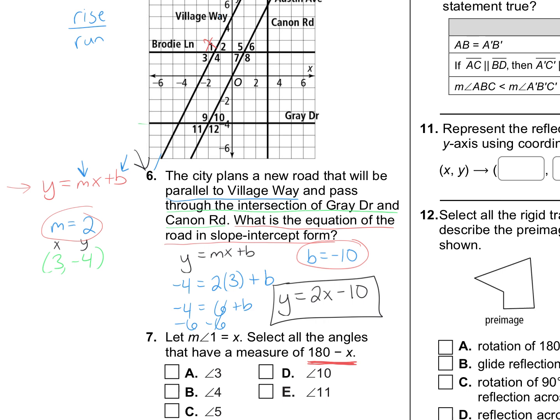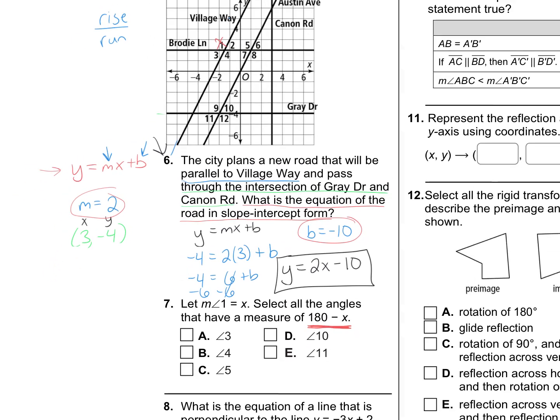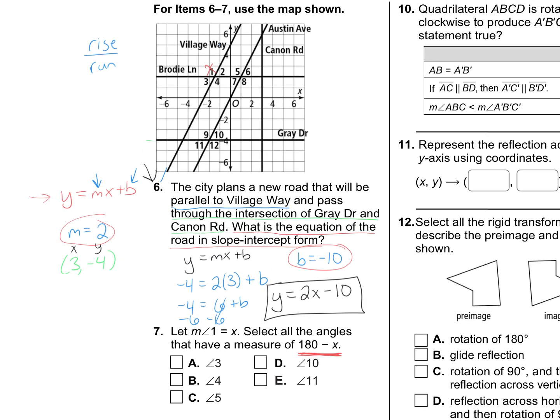What do we know about x and the other angle? What do they add up to? They add up to 180. Okay? So, measure of angle 1, we're going to go through. Do 1 and 3 add up to 180? What's the reasoning? They're just like obtuse and acute. Right, they're obtuse and acute.